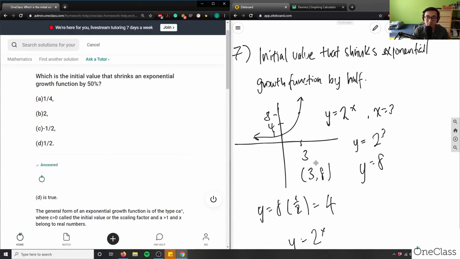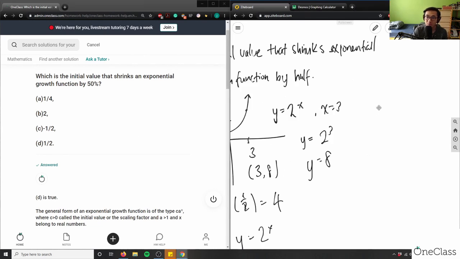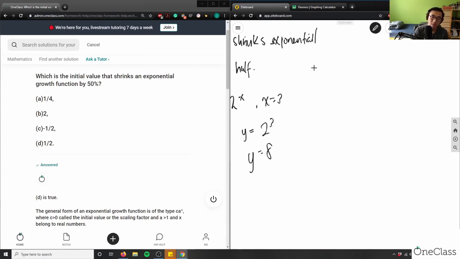So A is false because if I multiplied by a quarter, I would get the value of 2 and not 4. If I have the base function of 2, it will actually double in size, and you get 16 instead of 4. If I use negative half, you actually get a reflection, and you start getting a decreasing function, right? If I plotted something like this, y equals negative half to the power of x, you get something.